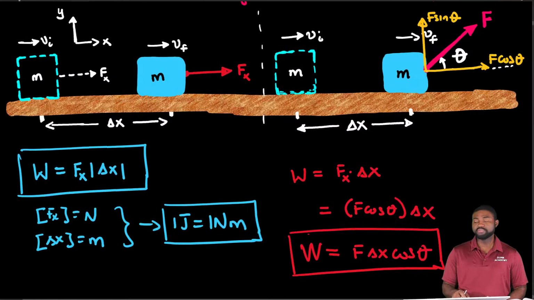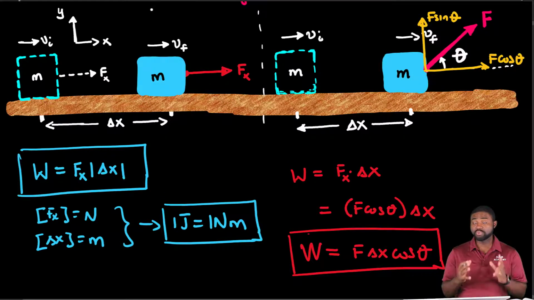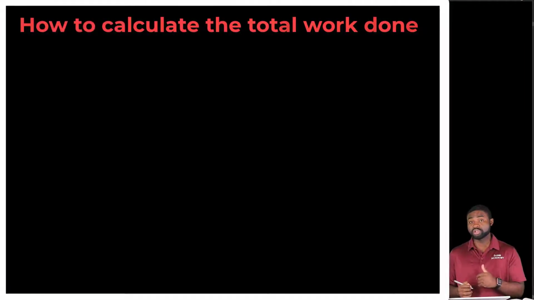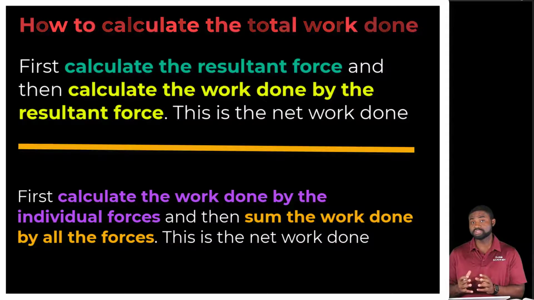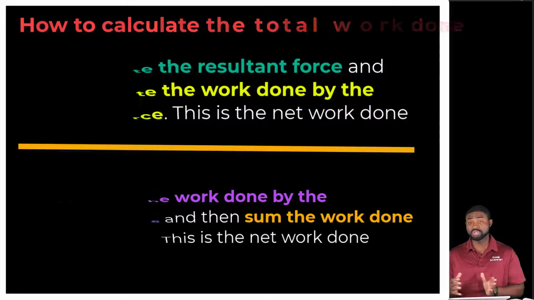But sometimes, not just one force acts on an object. Different forces act on a particular object. So how do you calculate the total work done? There are two ways that you could calculate the total work done on an object. You can calculate it by first calculating the resultant force on the object, or you can calculate the individual work done by the individual forces and then sum them up.